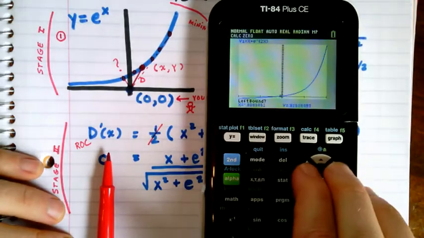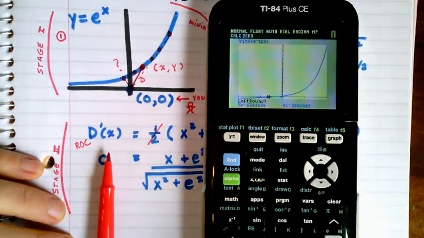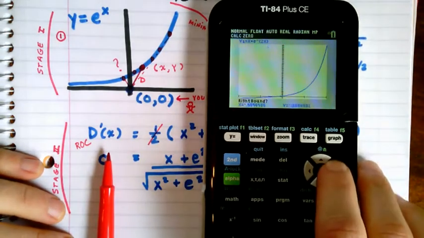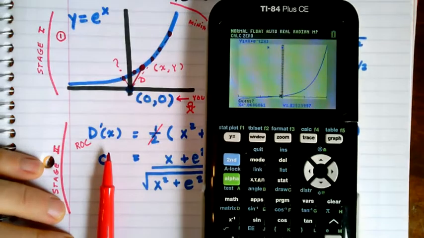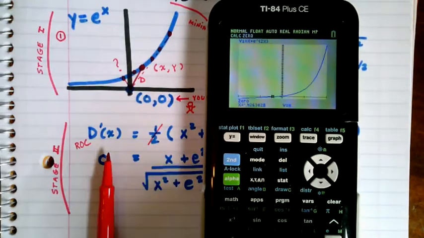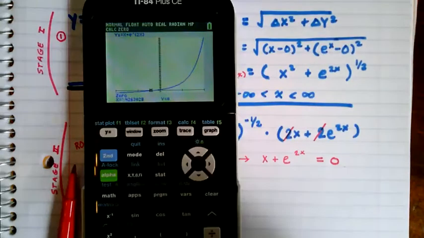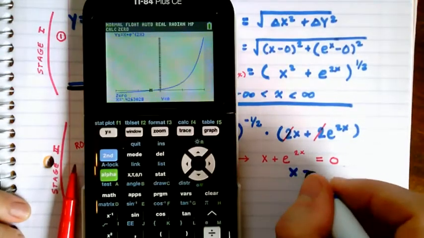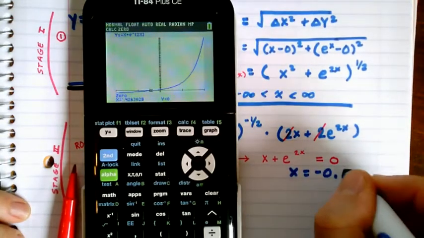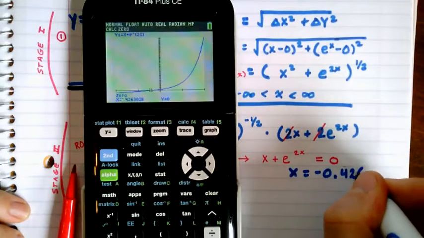And I know that that's a left bound, and there's a right bound, and I get x is equal to negative 0.426.